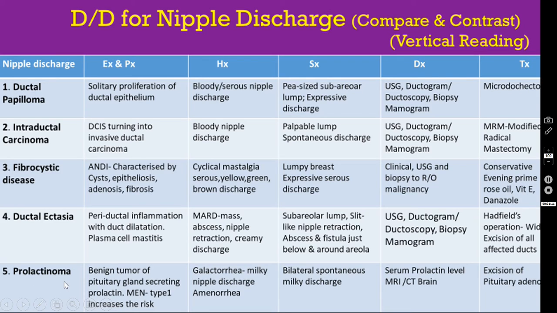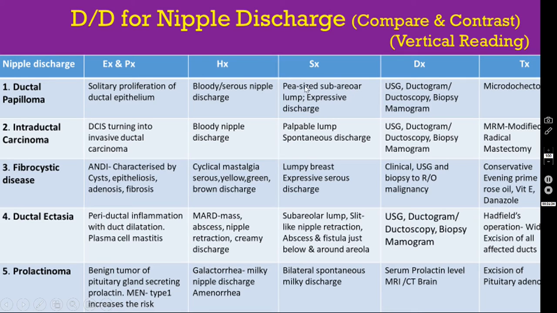The various causes, I have already told you, are duct papilloma, intraductal carcinoma, fibrocystic disease or fibroadenosis, ductal ectasia and prolactinoma. So if it is ductal papilloma, what is the etiopathogenesis? It is solitary proliferation of ductal epithelium in a single duct. What is the history? Usually bloody serous nipple discharge.